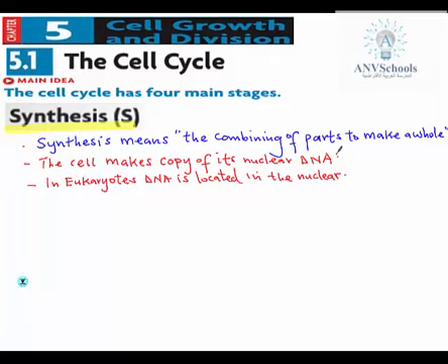So during interphase, the DNA is loosely organized and appears grainy in photographs. But by the end of the synthesis stage, the cell nucleus contains 2 complete sets of DNA.